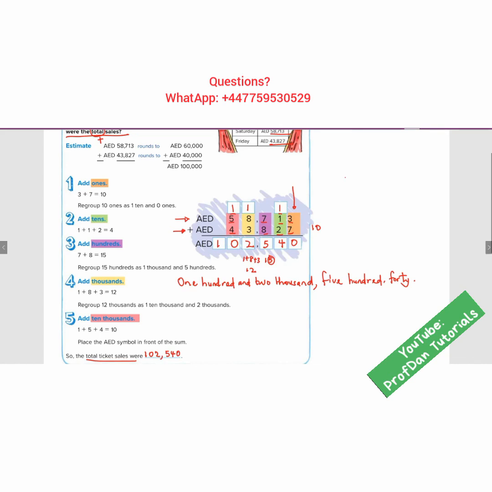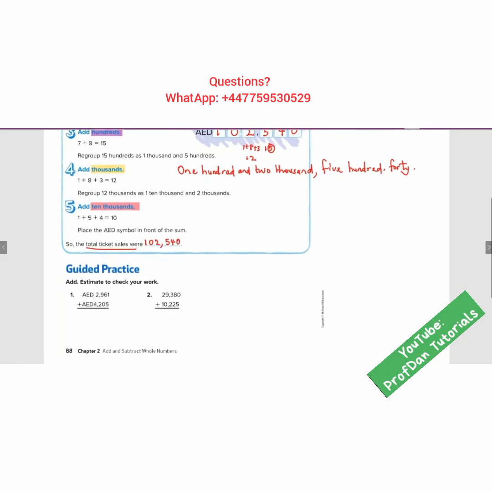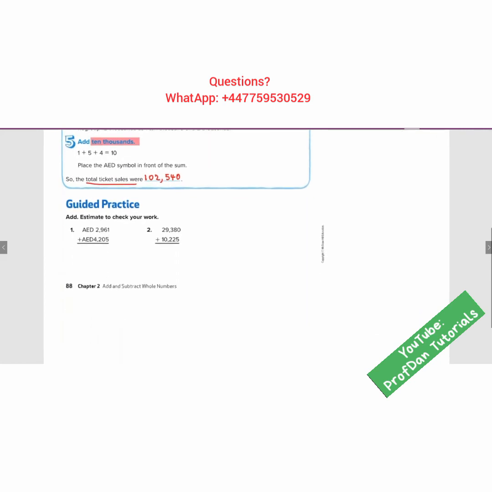Well done. So now let's see guided practice. Okay, we have 2 questions here, question 1 and question 2. So let me write it out properly here so that you can see it well. 2,961 plus 4,205. So make sure you start properly. Start with the ones. 1 plus 5. So that's the first thing. 1 plus 5, and that is 6.